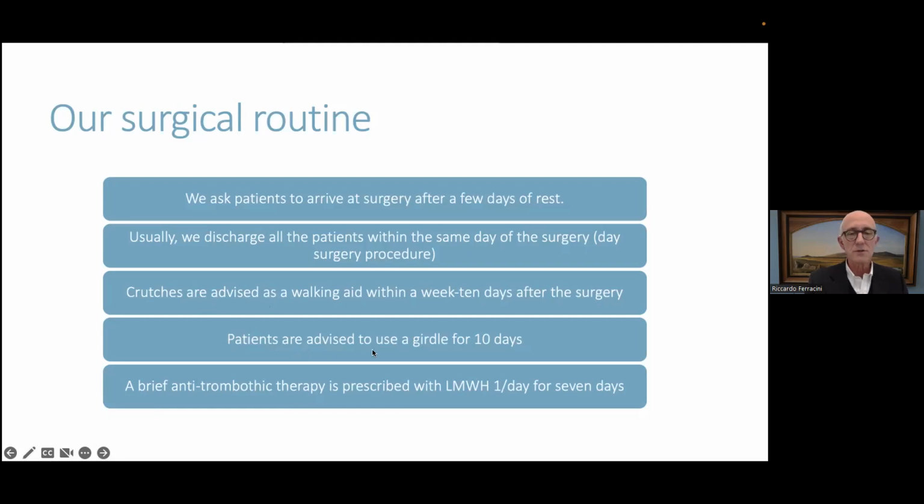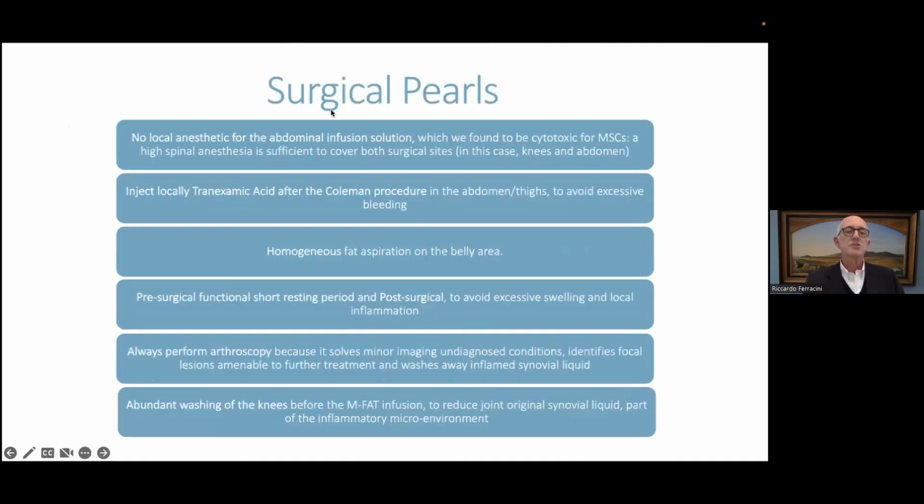We use a girdle when we do an abdominal suction. We can also do a thigh suction, that is easy, but normally we do abdominal. We do a brief antithrombotic therapy with low molecular weight heparin. The surgical pearls: no local anesthetic for the abdominal infusion, because we found it to be slightly cytotoxic for the cells. We normally do high spinal anesthesia.